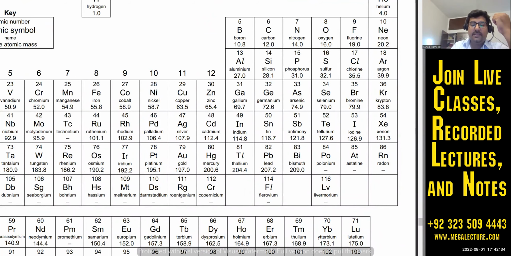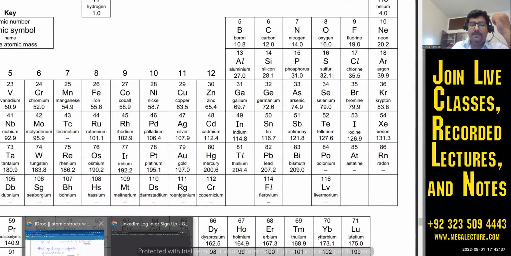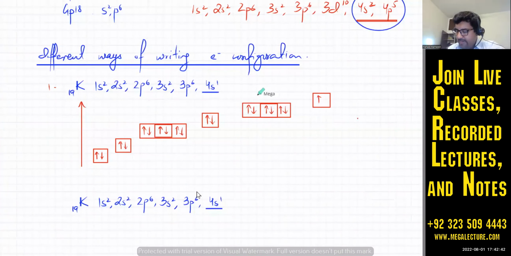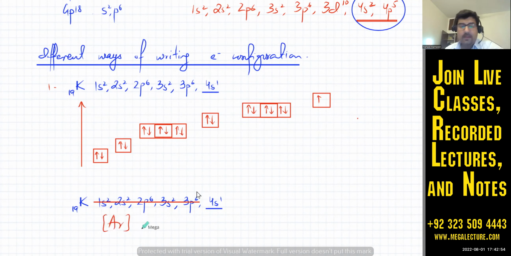Argon is 18. So what you do is, you go back to potassium and you figure out that these first 18 electrons, that's the electronic configuration of argon. So you say, okay, this is argon and then at the end there's 4s1. That is, write the electronic configuration of argon and then add 4s1 to it, you'll get potassium. Okay, 18 electrons is argon.